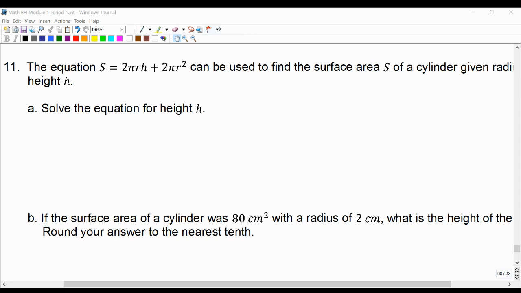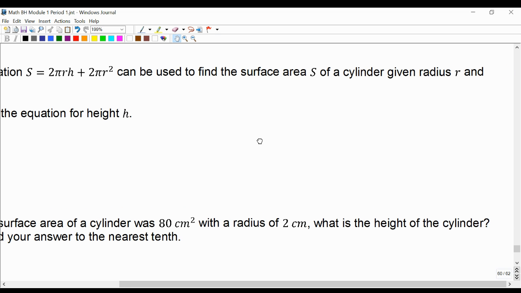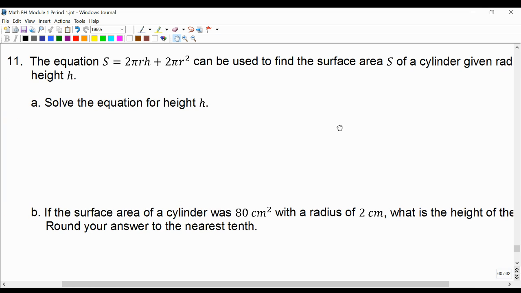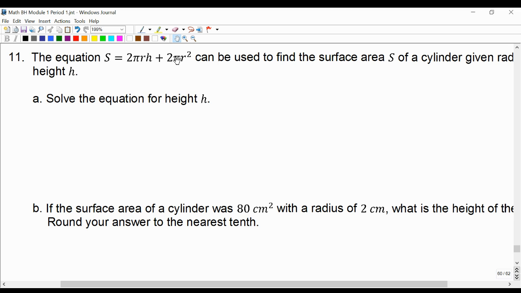We're on the problem that says the equation S equals 2 pi r h plus 2 pi r squared can be used to find the surface area S of a cylinder given radius r and height h. We're going to solve for h, the height of the cylinder. All right, so S is surface area. And I want to get access to this.